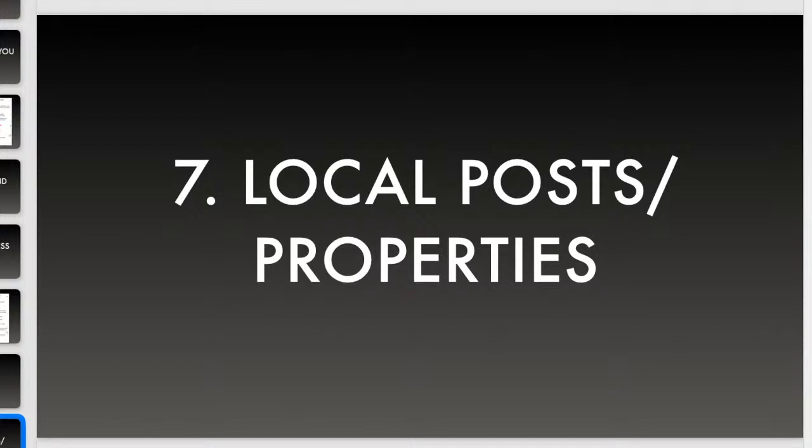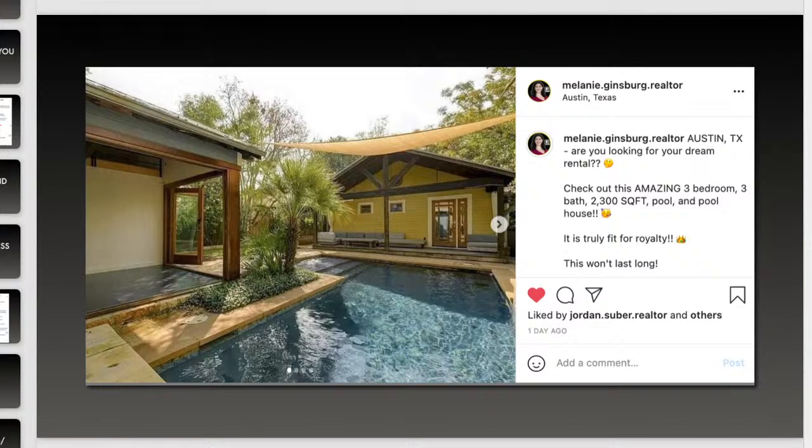Awesome. So the seventh kind of content is local posts and properties. This is similar to local businesses, but with the real estate spin on it. So you can post pictures of landmarks or parks or monuments, stuff like that in your city, or other properties. And of course, once you have deals, you want to be posting those as well. So here's an example that I did. Are you looking for your dream rental? And then this is just a picture of the property.